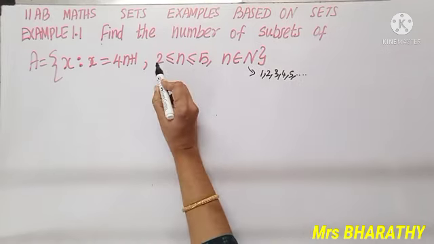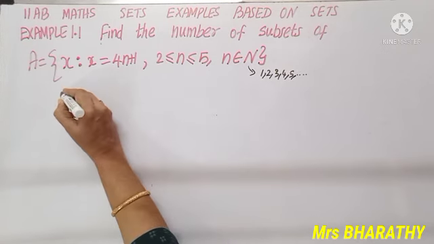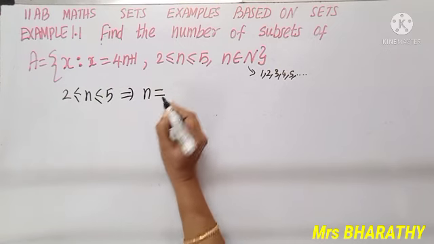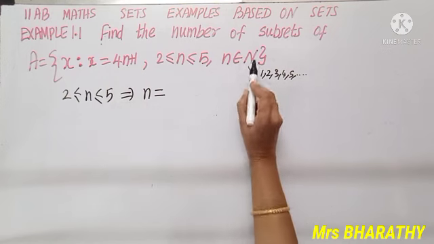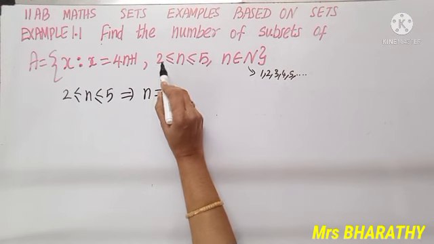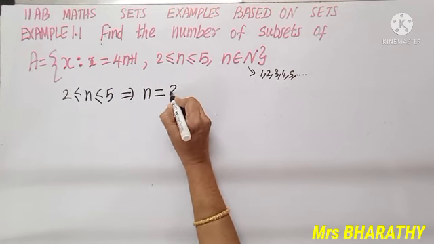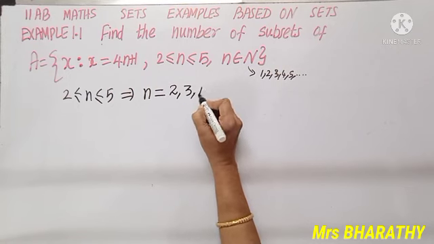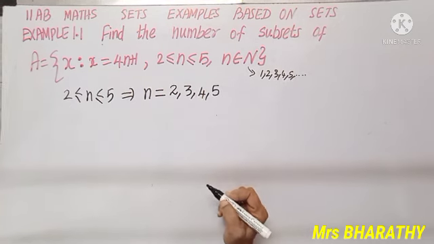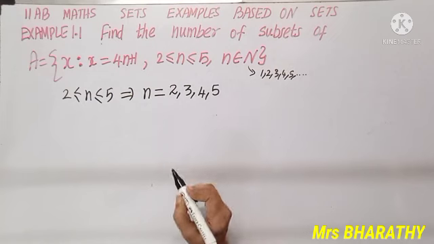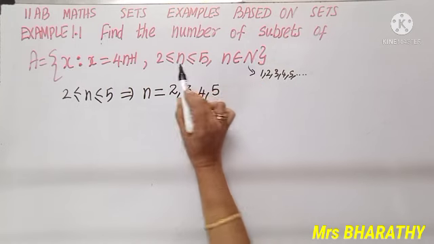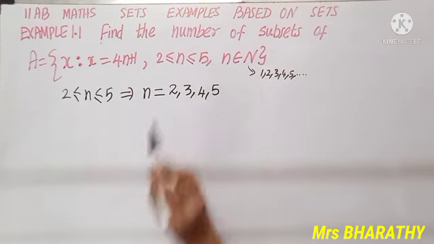Here we are given 2 less than or equal to n less than or equal to 5. What does it mean? We need to write the various n values, that is a natural number, and it is between 2 and 5. Here equal comes, so I can include 2, 3, 4, here also equal comes, so I can include 5 also. So these are n values. According to the condition, n is a natural number and n is between 2 and 5.